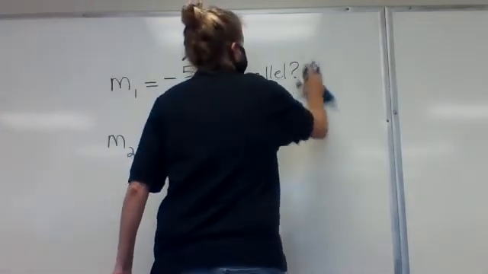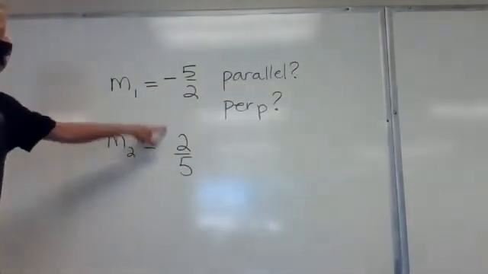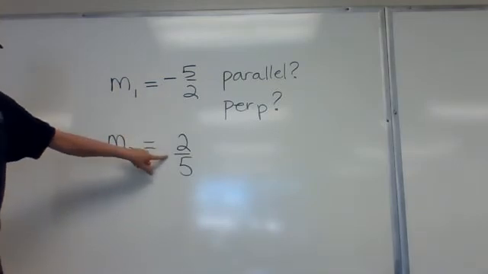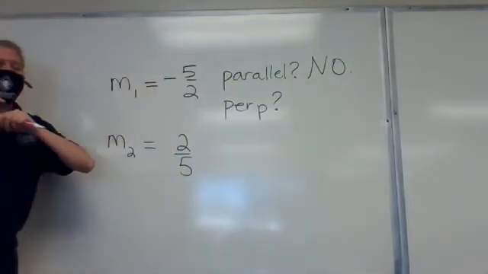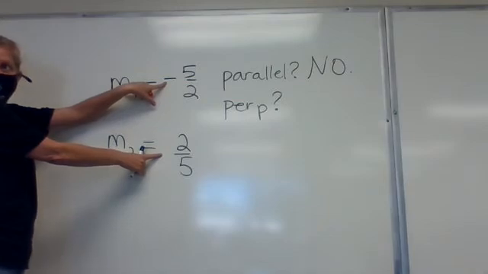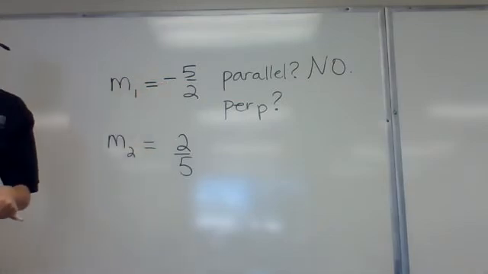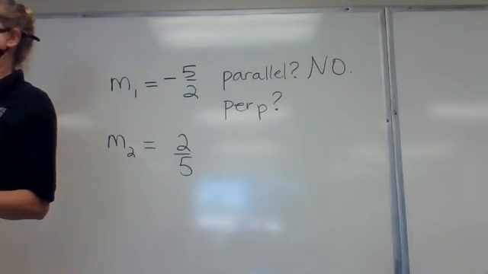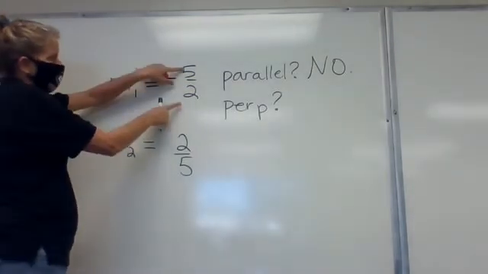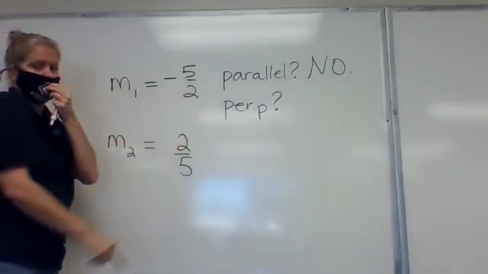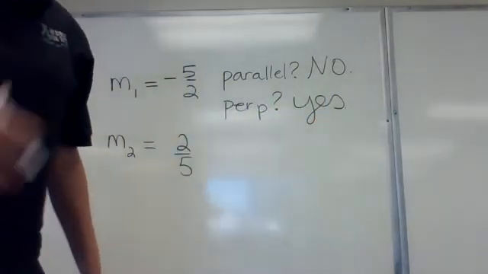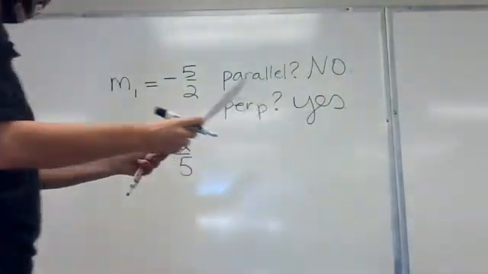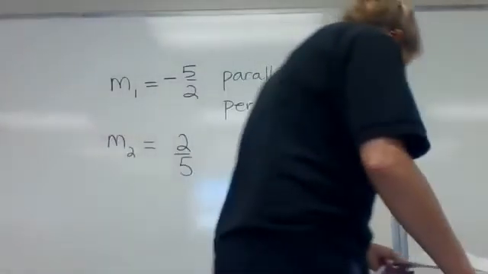Okay, so when you were going through your checklist, are these the same exact number? No, so they're not parallel. Perpendicular: the first thing I'm checking for is, do they have opposite signs? Yes, so there's one thing it needs to be perpendicular. What's the other thing it has to have? Flip is 5 halves. If you flip that upside down, is it 2/5? Yes. So that is perpendicular. So yours are not going to be exactly the same as mine on this. Number 4.